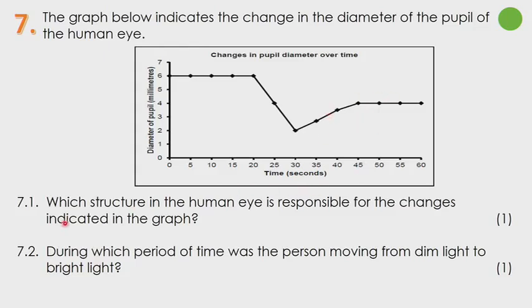So for question 7.1, they want to know which structure in the human eye is responsible for the changes, and that would be our iris. Question 7.2, during which period of time was the person moving from dim light to bright light? So this will be the dim light, and it's moving into bright light. So then our answer, if we read it off of our x-axis, will be between 20 and 30 seconds. And then obviously include the unit of measurement as well.